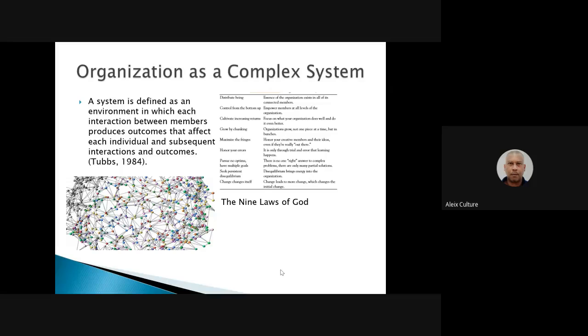Great. According to Tubbs, a system is defined as an environment in which each interaction between members produces outcomes that affect each other, each individual, and subsequent interactions and outcomes. So when we refer to an organization as a complex system, I would like to add a little quote, as you can see in the picture on the right-hand side, from Kevin Kelly.